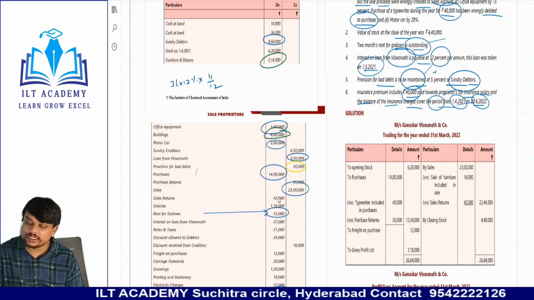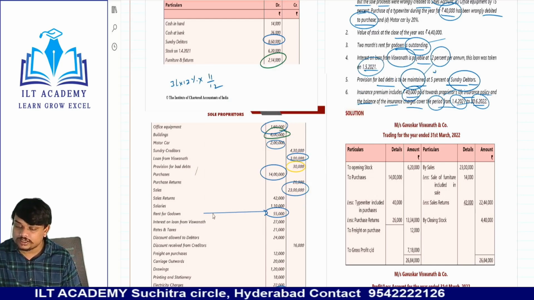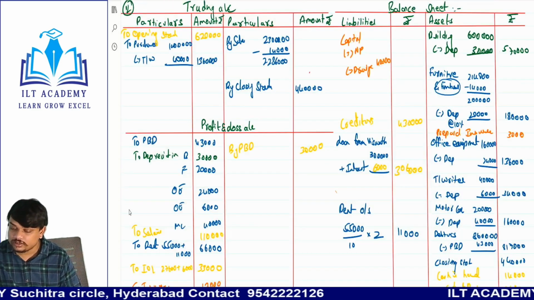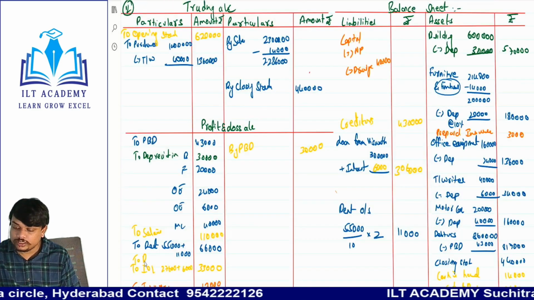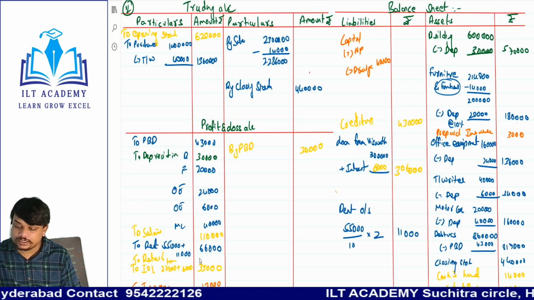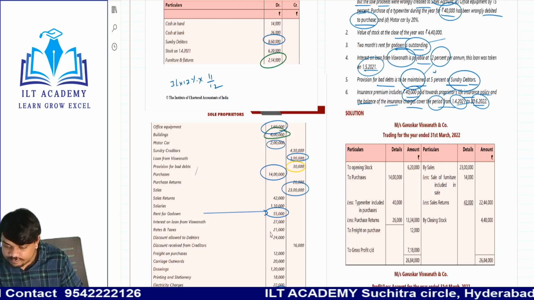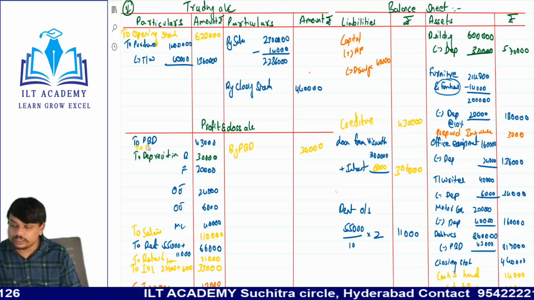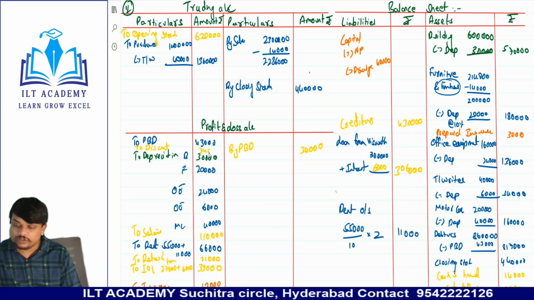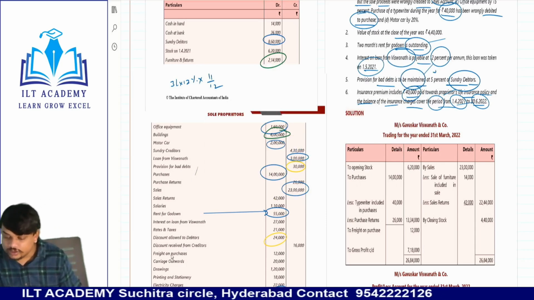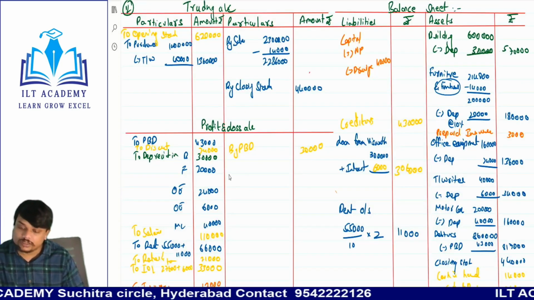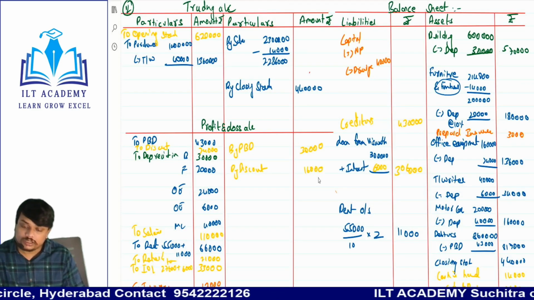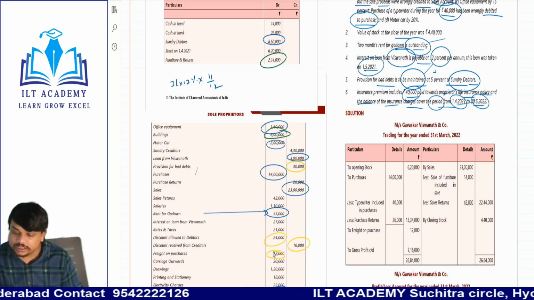Purchase returns done, sales done, sales returns are done, salaries are done, and interest on loan from Vishwanath is done. Rates and taxes 21,000. To rates and taxes 21,000. Discount allowed to debtors 24,000. So this will come over here only. To discount 24,000. Discount received from creditors 16,000. So by discount 16,000.